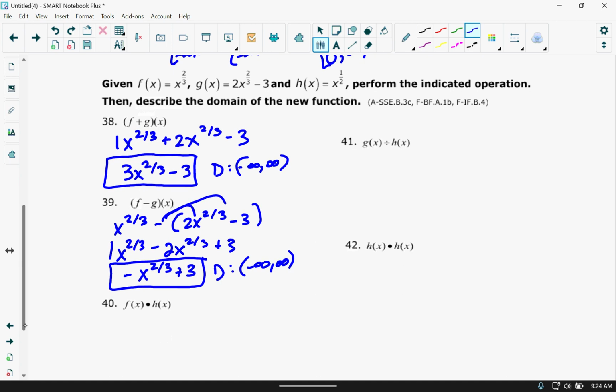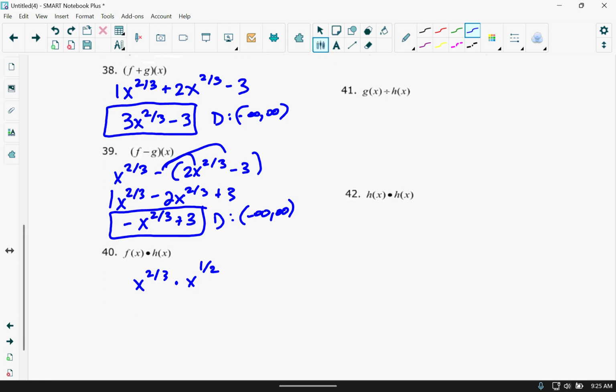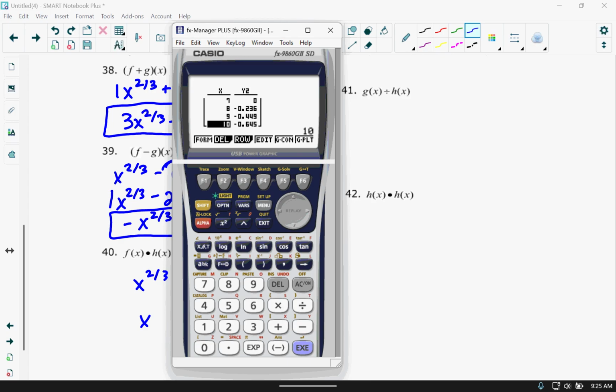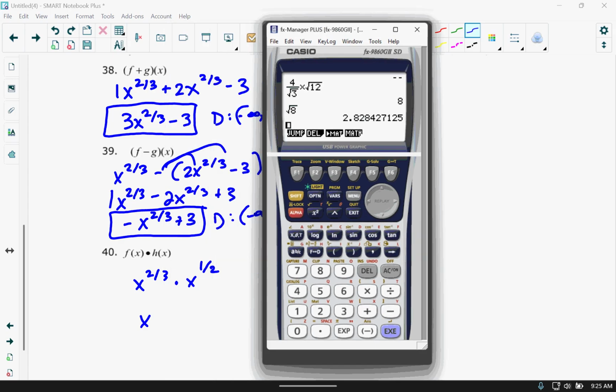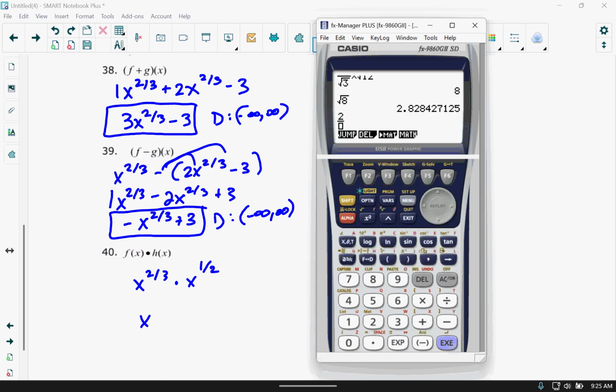Okay, now they want us to multiply f with h. So the f problem is x to the 2/3. They want us to multiply that with the h problem, which is x to the 1/2. Anytime you multiply stuff with exponents and the bases match, you just have to add the exponents. So let me go ahead and do that in the calculator. So I'll go to the regular calculator in the menu. I will hit 2/3 plus 1/2.